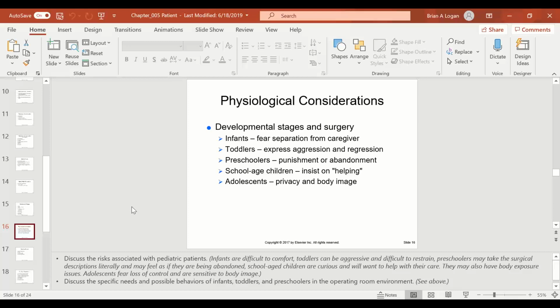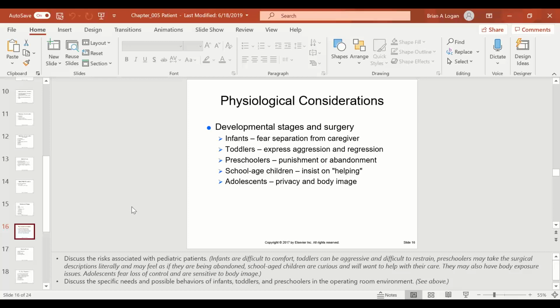Preschoolers feel like they're being abandoned or punished when they're taken away from their mother or father to be taken back to surgery. Right? That could be an issue with them.